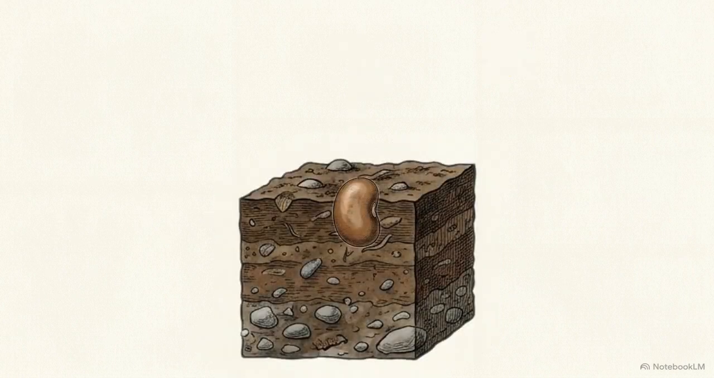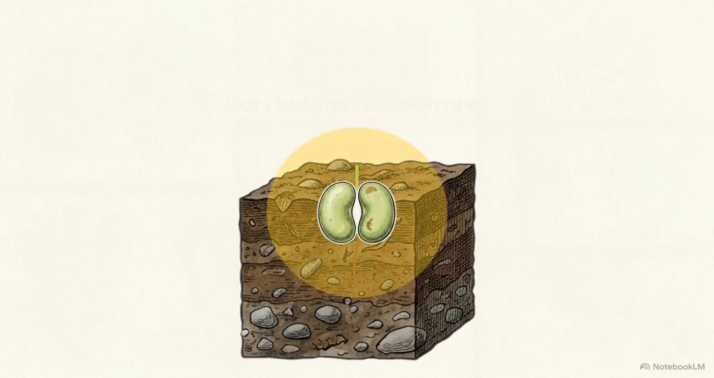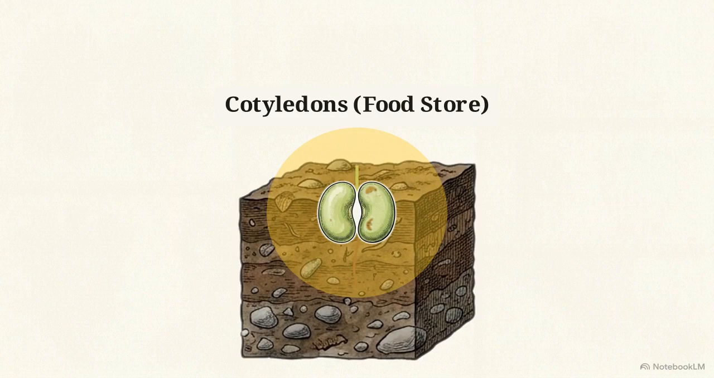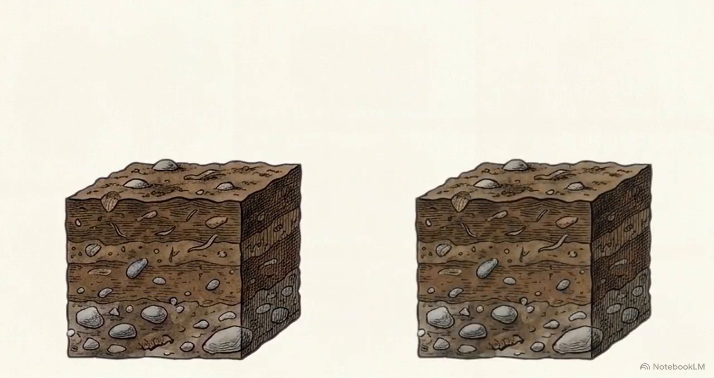While the radicle and plumule do the same job in every plant, seeds execute their awakening in 2 very different ways. The type of germination depends entirely on the behavior of the cotyledons, which are the seed's thick, food-storing leaves.